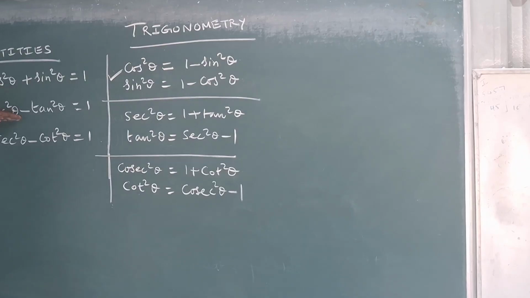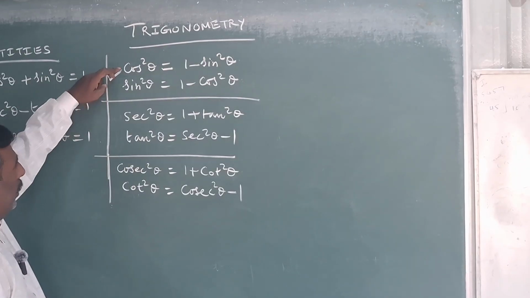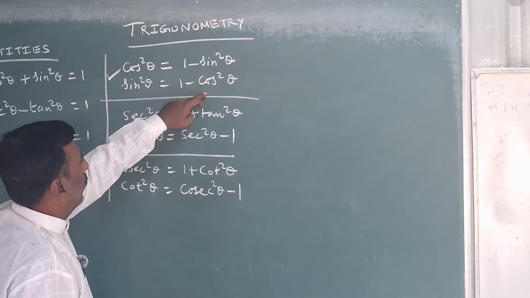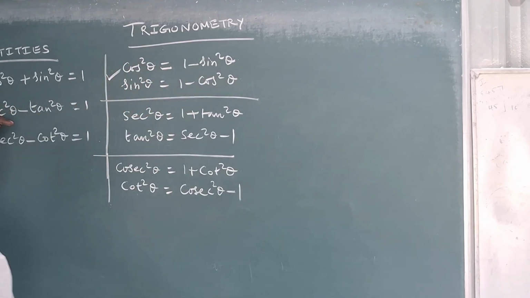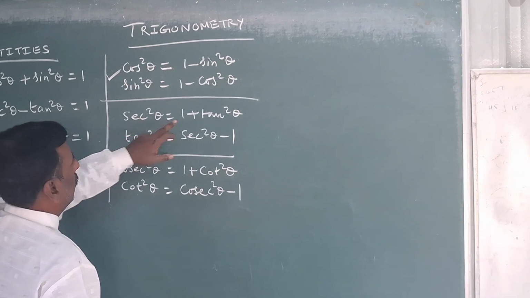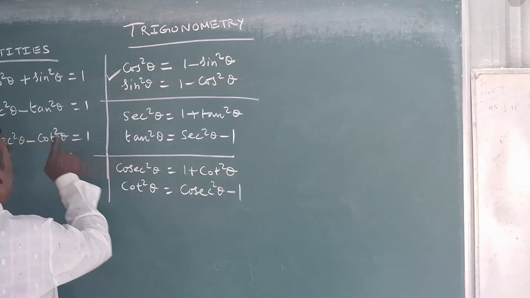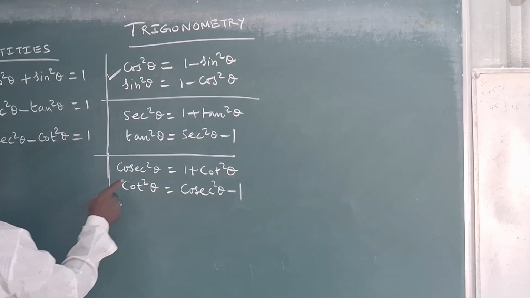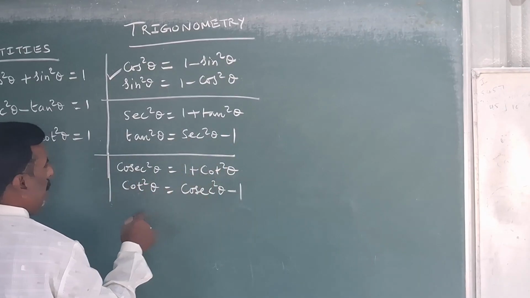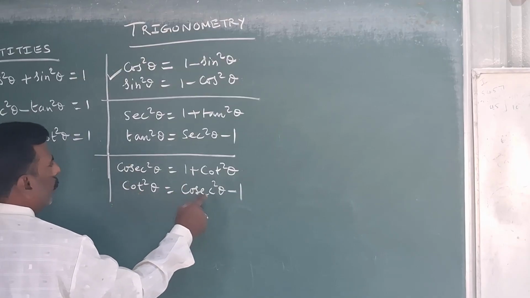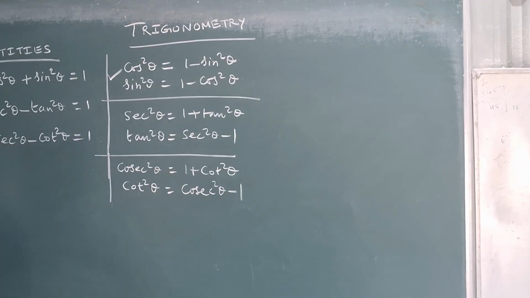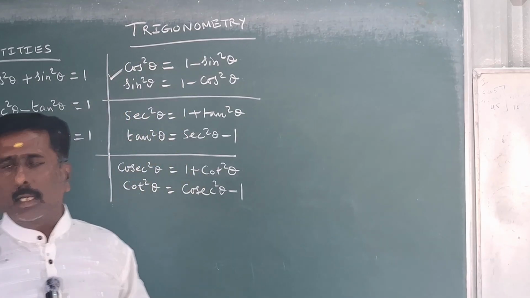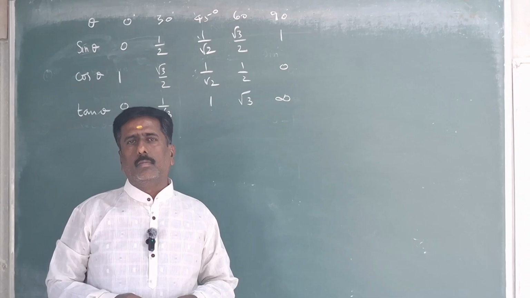So, from these three identities, we are writing cos square theta equal to 1 minus sin square theta, sin square theta equal to 1 minus cos square theta. From the second identity, if you need secant square theta, 1 plus tan square theta is the formula. Tan square theta equal to secant square theta minus 1. From the third identity, cosecant square theta equal to 1 plus cot square theta, and cot square theta equal to cosecant square theta minus 1. So, if you are familiar with these things, definitely it is possible to do all the problems very easily. Otherwise, it is very difficult.